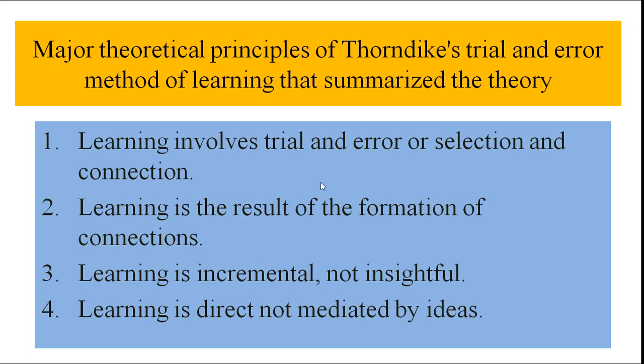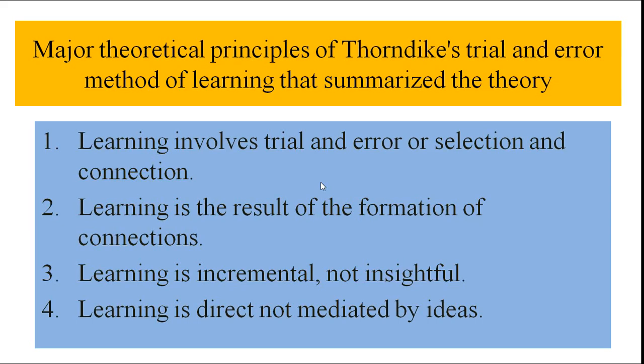Here the first one is learning involves trial and error, or selection and connection. We can say that Thorndike named the learning of his experimental cat the trial and error method of learning. He maintained that learning is the stepping in of the correct responses and stemming out of the incorrect responses through a process of trial and error.